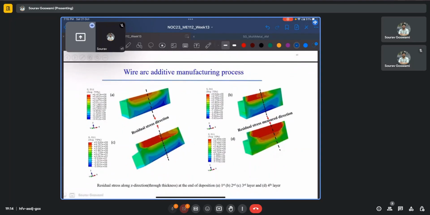Here we have the color-coded residual stresses at the end of the deposition of the first, second, third, and fourth layers. So we can see how the residual stresses are evolving. Such a measurement, especially in situ, is simply impossible from experimental means, and there's the need for numerical models and even simple analytical models.